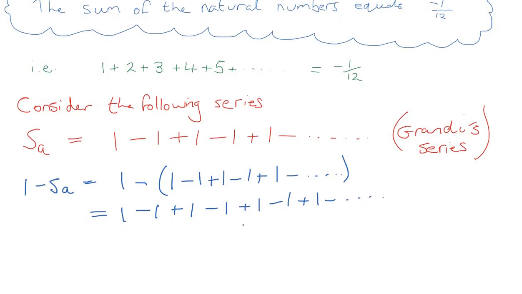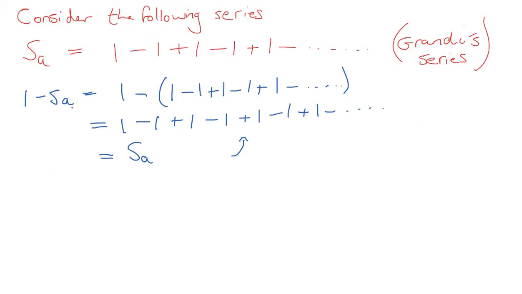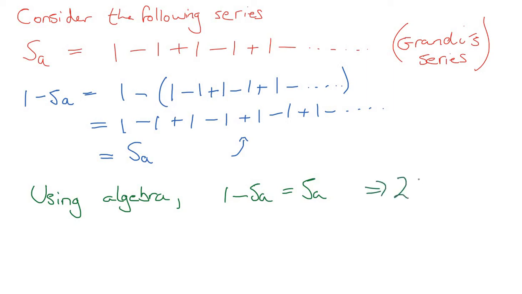Yeah. So what have we actually arrived at here? Well, this thing on the right hand side here is nothing more than what we started with. So it's actually just equal to SA. Okay, so what have we arrived at now? Well, we've now got this equation, 1 minus SA equals SA. So, using some very basic algebra, we can see that 2 lots of SA equals 1, and so SA, our series, equals a half. So that's our first result.